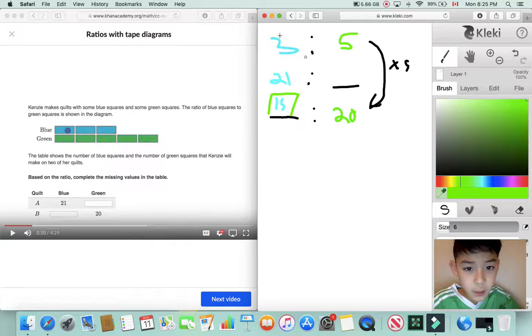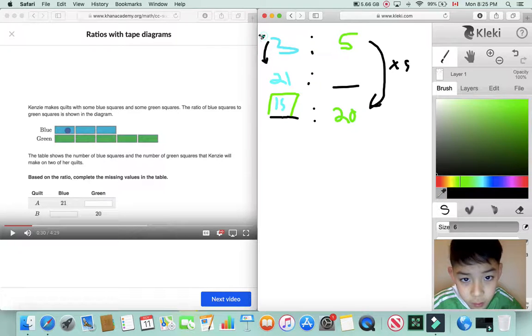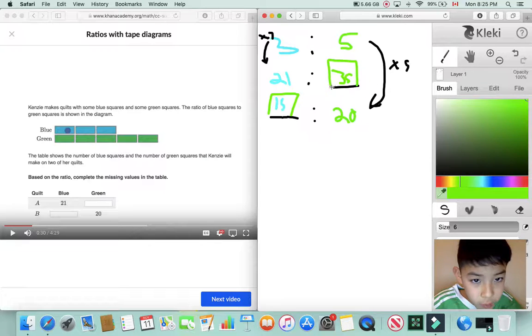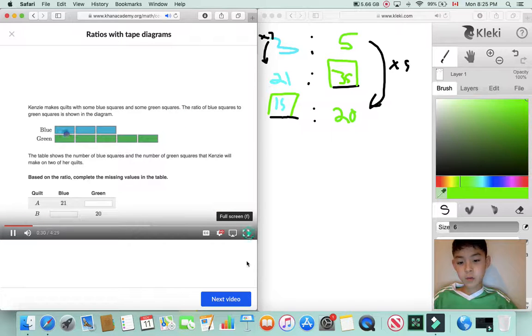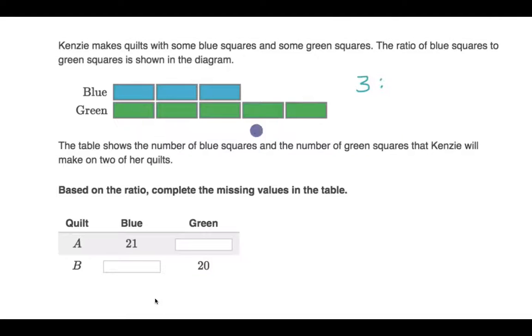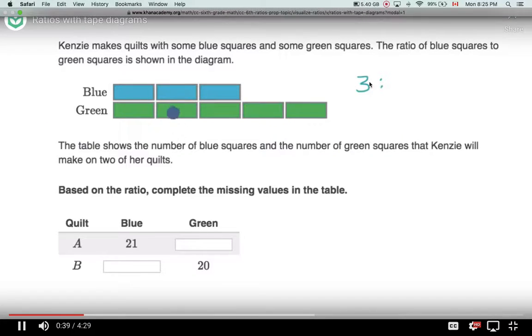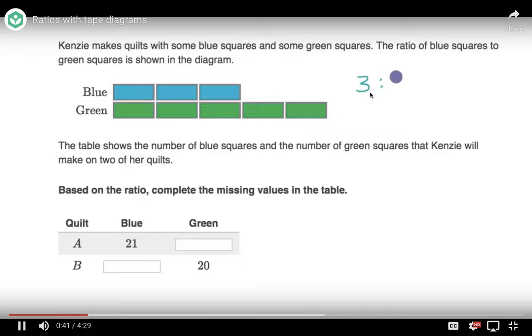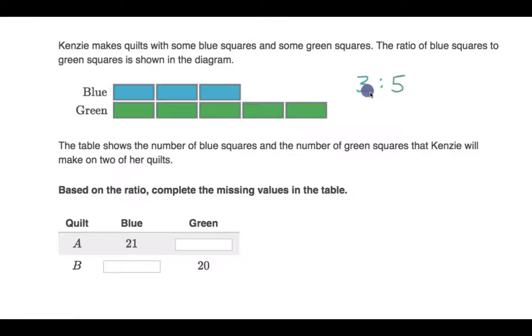Okay, and let's check out the next one. 7 times 5 is 35, and there are 15 squares. So for every 3 blue squares, we are going to have 1, 2, 3, 4, 5 green squares. So the ratio of blue to green is 3 to 5.